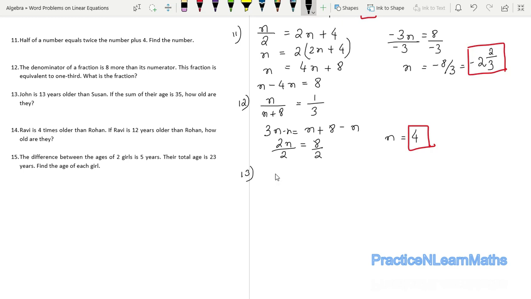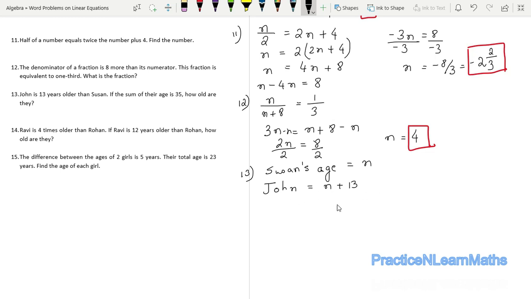Sum number 13. Now these are age problems. John is 13 years older than Susan. If the sum of their ages is 35, how old are they? So let us take Susan's present age as equal to n. Then John is 13 years older than Susan. So John is equal to n plus 13.